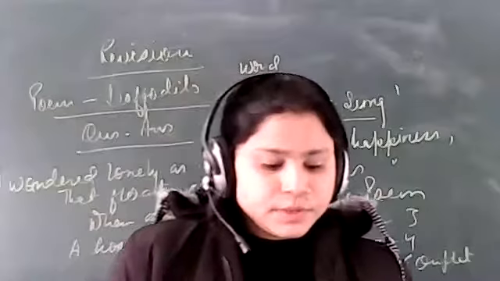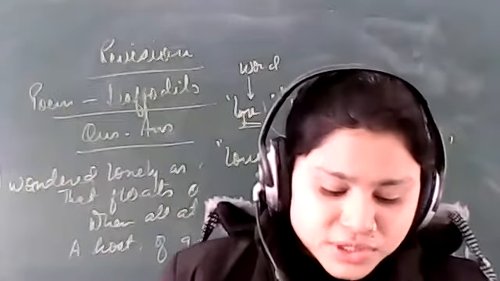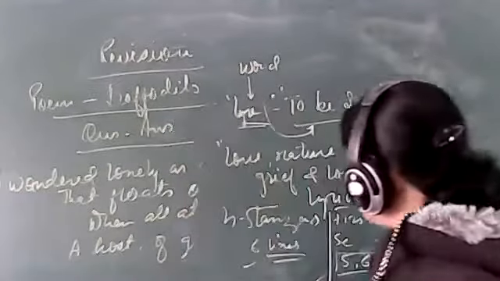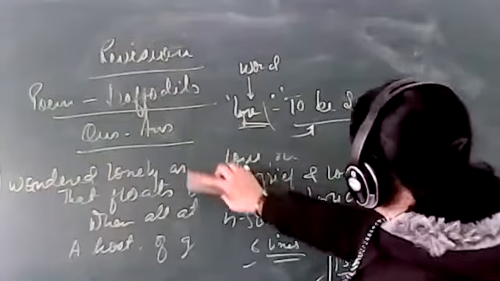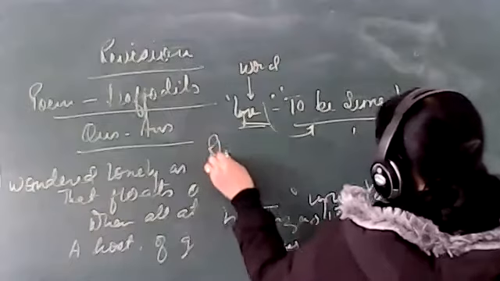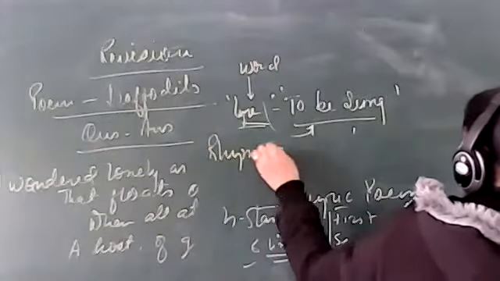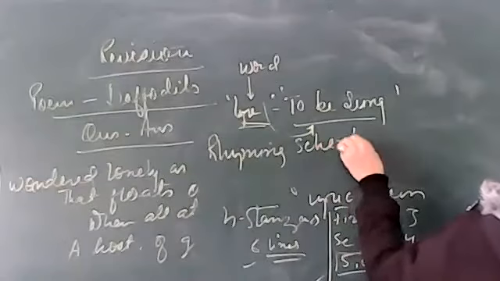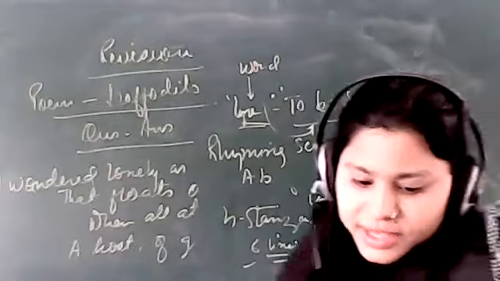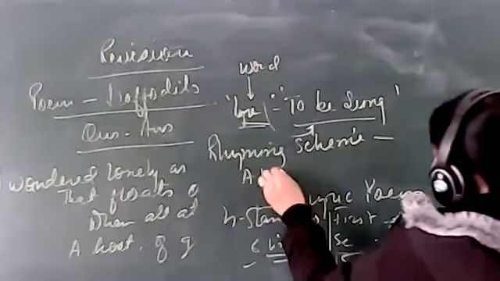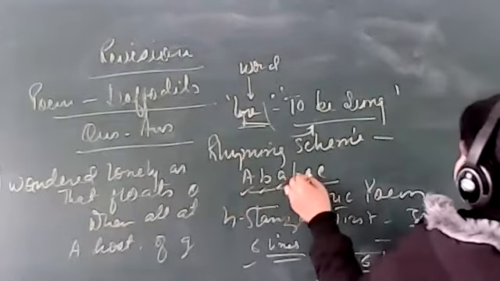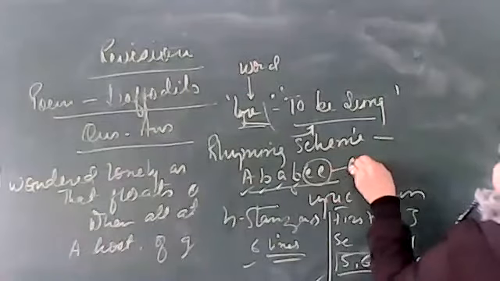The rhyming scheme followed is A B A B C C. So please note it down somewhere. The rhyming scheme of this poem is A B A B C C. In this pattern, lines one, two, three, four, and these last two are what? Couplet.